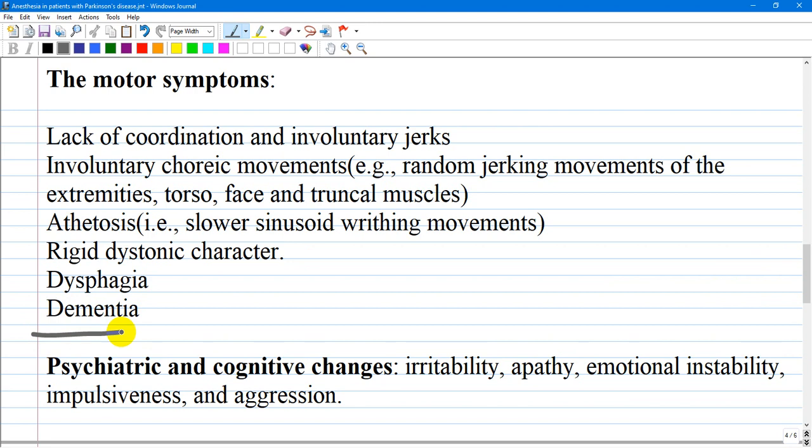This spares long-term memory, but impairs executive function and daily life function. Other psychiatric and cognitive changes occur before, after, and at the same time as motor abnormalities, and may include irritability, apathy, emotional instability, impulsiveness, and aggression. Depression is frequent, as is suicide, which occurs at a rate of up to 10 times that of the general population, and death usually occurs within 20 years of diagnosis due to falls, pneumonia, aspiration, malnutrition, and of course suicide.